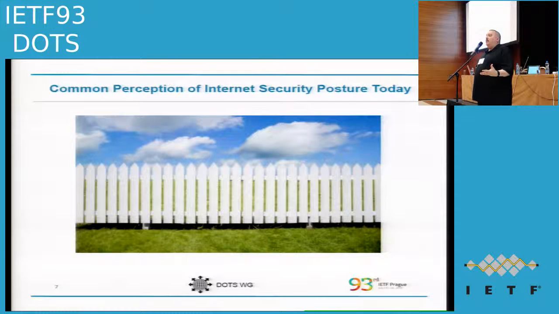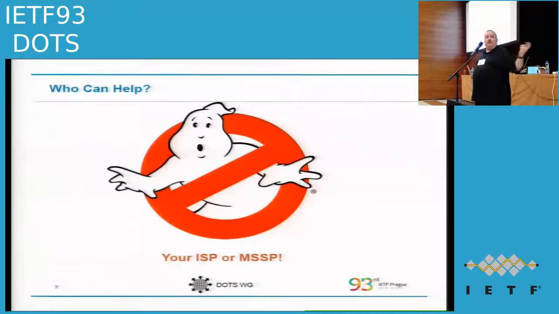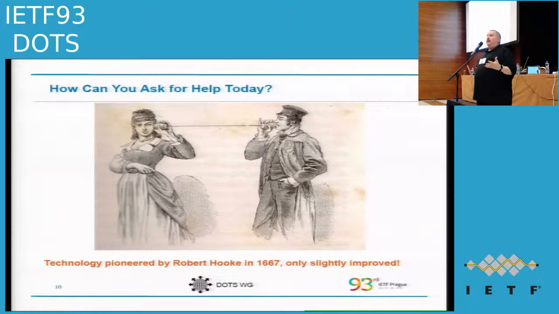So most endpoint networks on the internet have a relatively placid view most of the time of their security posture. The sky is blue. They have a white picket fence to keep things out. And then this happens. You know nothing of DDoS defense, Jon Snow. And he doesn't know much about malicious insiders either. So when that happens, who do they call? Typically ISPs and MSSPs. And unfortunately, despite all the various advances that we've made technologically, we still tend to use a variation on a 350-year-old technology to communicate the need for assistance.